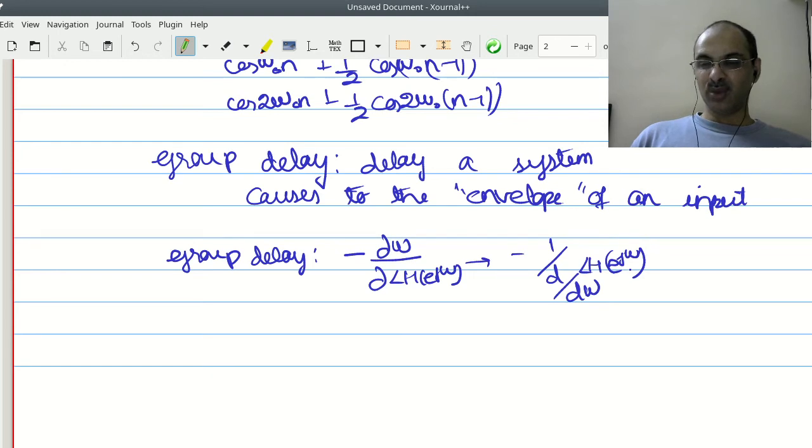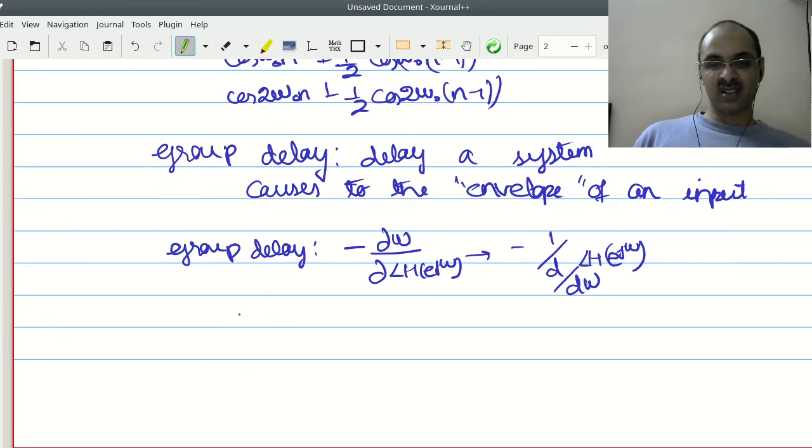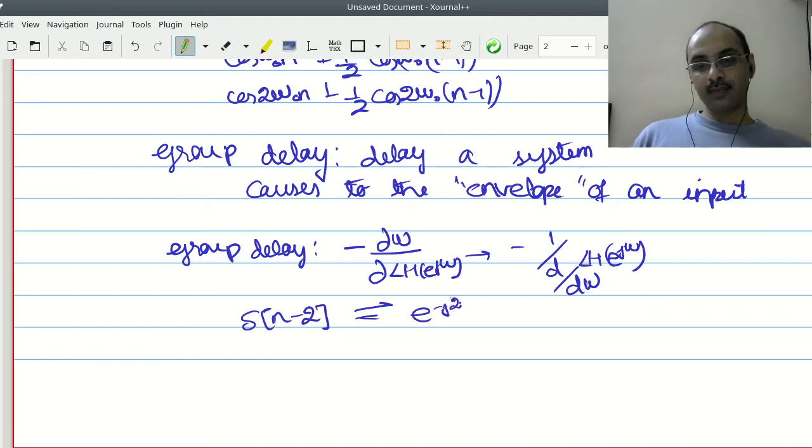Okay, so let's actually take some examples. So if you take delta of n minus 1, that corresponds to e power minus j omega. Okay, let's not take this. Let's take delta of n minus 2. Sorry, delta of n minus 2, e power minus j 2 omega.